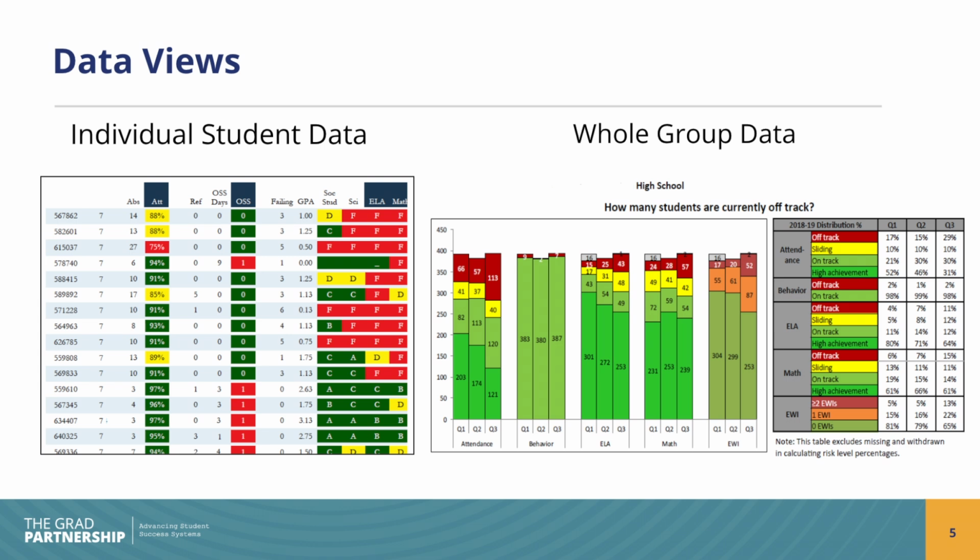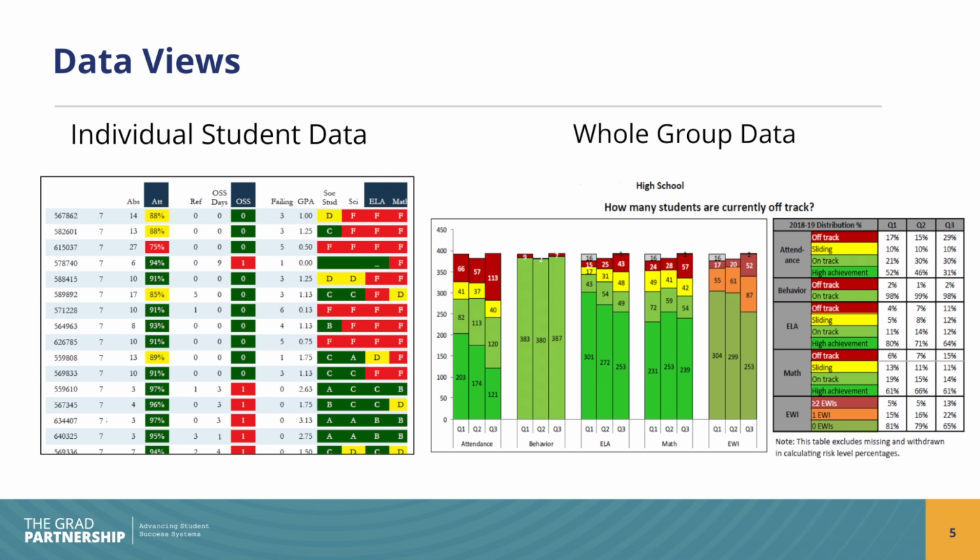Here, on the left, is an example of individual student data that tracks attendance, behavior, and course performance. Off-track data is coded in red, sliding data is coded in yellow, and on-track data is coded in green. Using this view, it is possible to see multiple indicators for many students at once.